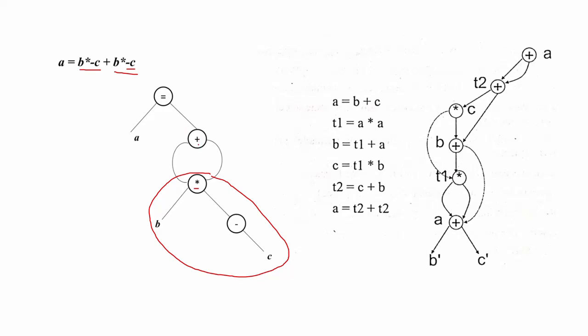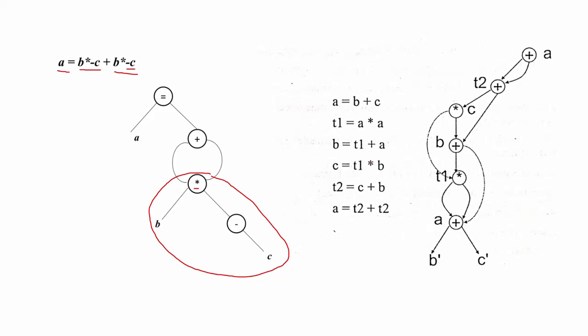So plus, who will be the left child? This b star minus c. Who will be the right child? The same b star minus c. That is why this particular connection we have done. After that, what we need to do? We need to store this back to a. So equal to a. Okay.